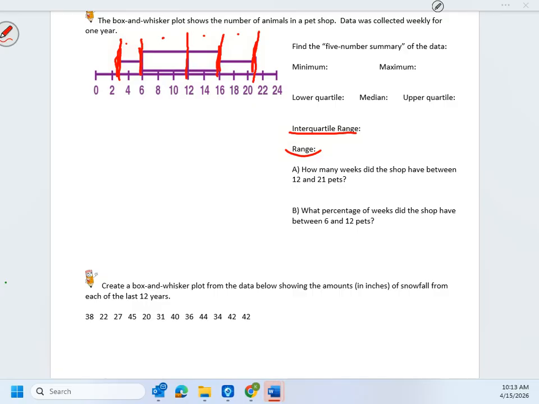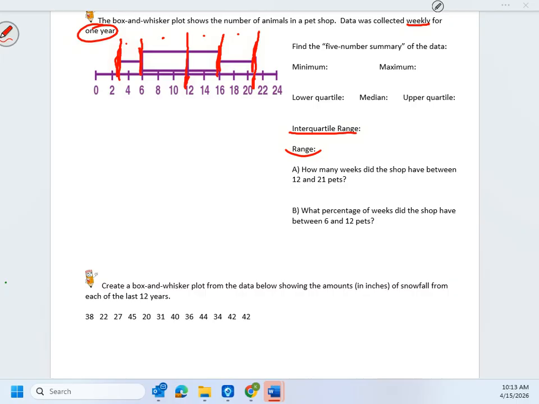And up here, it says data was collected weekly for 1 year. Let's see, how many weeks did the shop have between 12 and 21 pets? So we have 12 pets to 21 pets. Now I'm getting confused. It didn't tell me a number to divide, did it? Or did it? Rhoda?